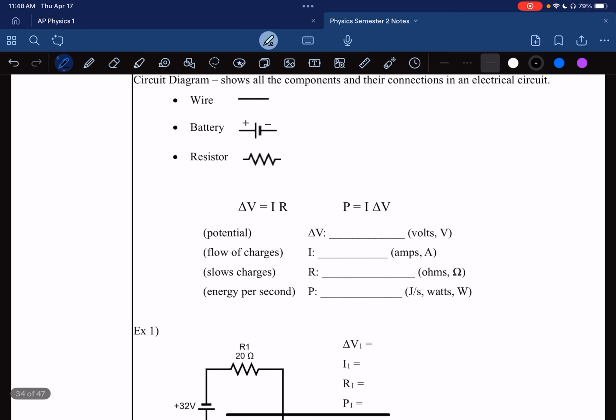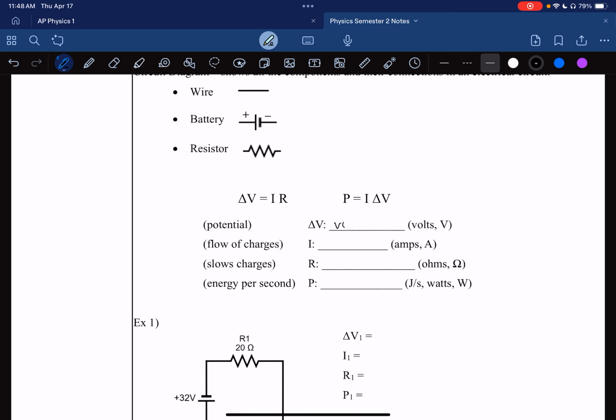Well, today we're going to be talking about voltage, current, resistance, and power. And these are the relationships between them. So delta V is equal to I times R. Voltage is equal to current times resistance. Power is equal to current times the potential difference, the voltage.